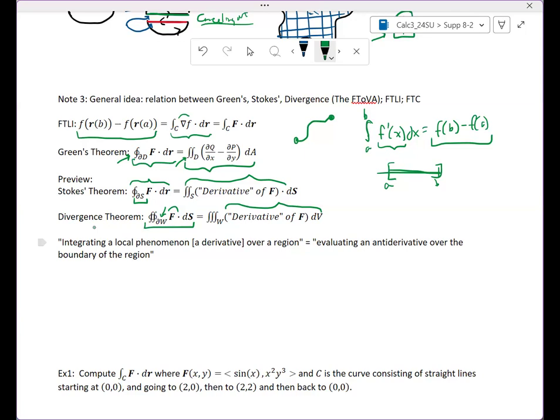I accumulate the value of the function over a surface instead of accumulating the value of the derivative over a volume. So integrating a local phenomenon over a region is equivalent to evaluating the antiderivative over the boundary of the region, over one smaller dimension related to that region. So this is kind of a unifying concept between, I suppose, really all of calculus, but certainly these three theorems that are sometimes called the fundamental theorems of vector analysis or vector calculus.